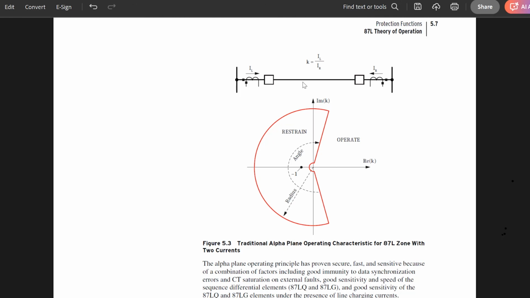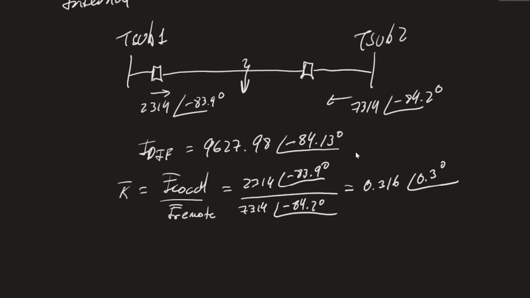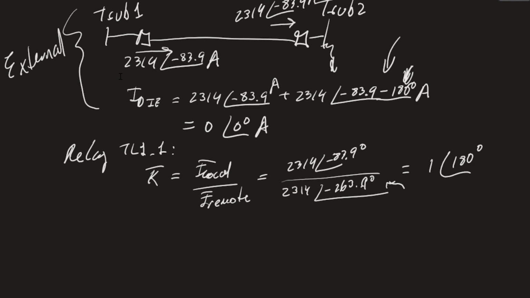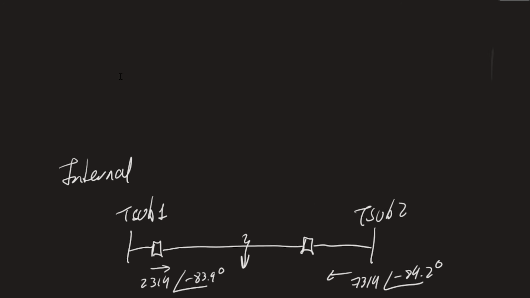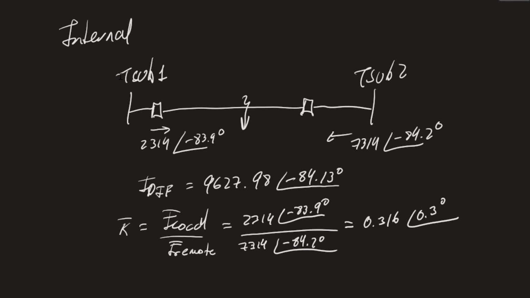Now, looking back at the alpha plane, again, what we did here is we calculated this phasor K, and then that's going to tell us where on the alpha plane we are. And so this region on the left side is defined as a restraint region, so we don't trip if our calculation is in this region. And this region on the right side is the operate region. So going back to our example, we calculated for the external fault case 1 per unit at 180 degrees, so this number over here. And for the internal case, we calculated 0.3 per unit at 0.3 degrees.